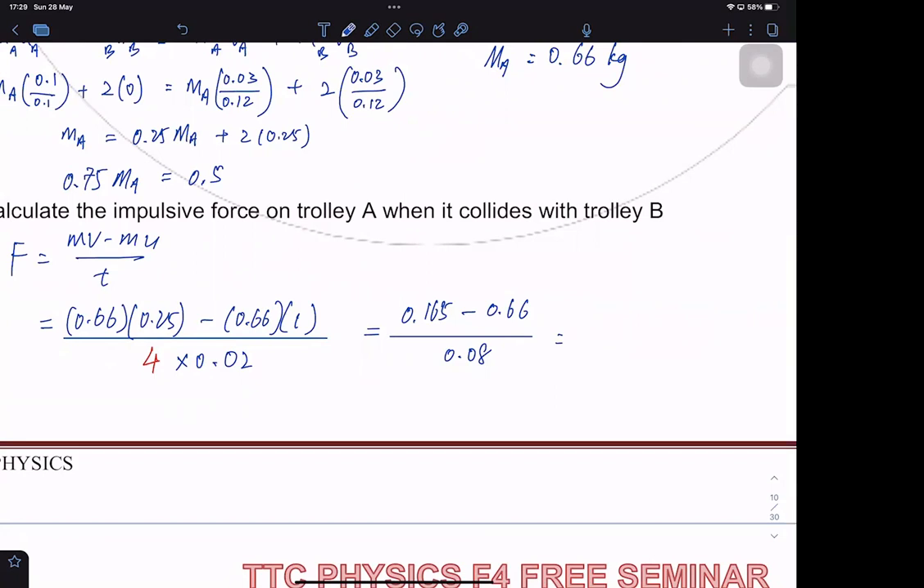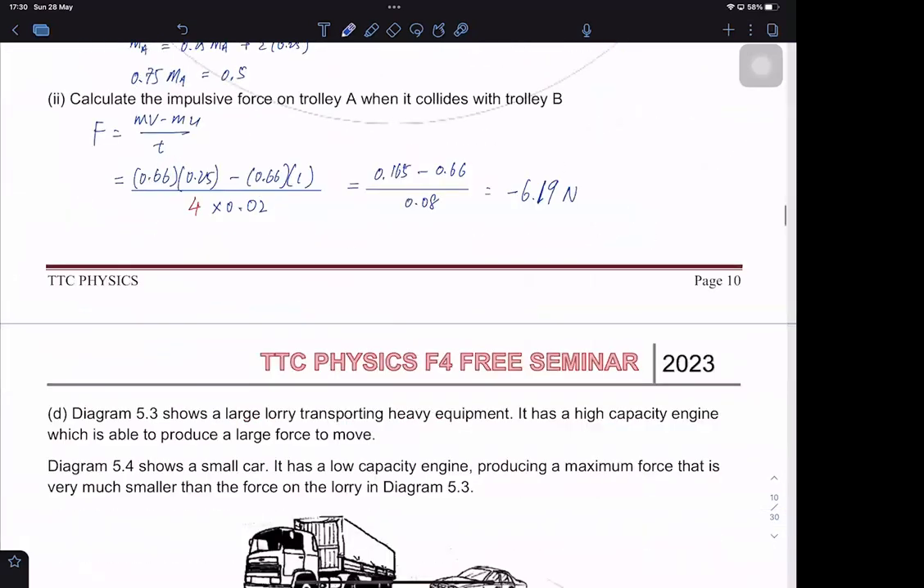So how much is this? 0.165 minus 0.66 divided by 0.08. Negative 6.1875. Negative 6.19. Okay? Yeah, negative 6.19. All right.